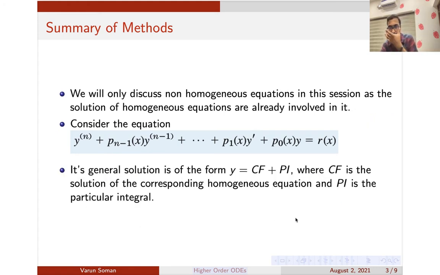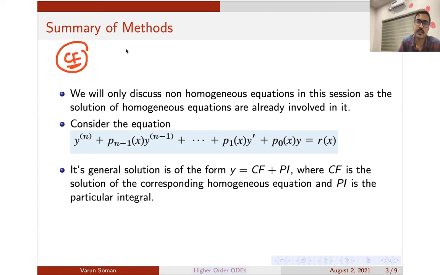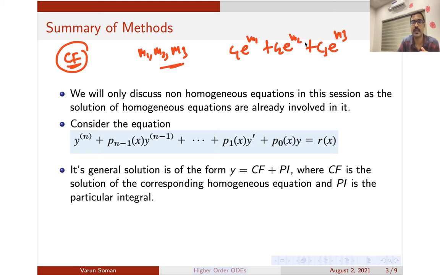As I told you, it contains two methods. Let us try to understand the first part: we have to find CF. When you write the auxiliary equation, since this is higher order, you will have more than two roots. Suppose you are getting three roots m1, m2, m3. Then what will be the general solution? Just like the second order case, the general solution will be simply c1 e raised to m1x plus c2 e raised to m2x plus c3 e raised to m3x, provided these are different.